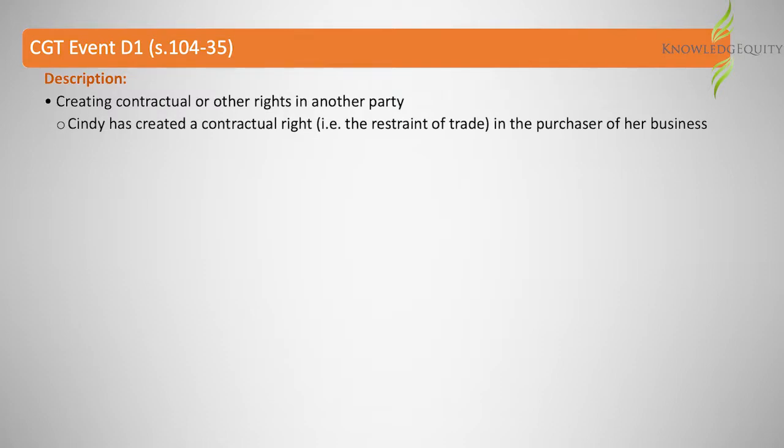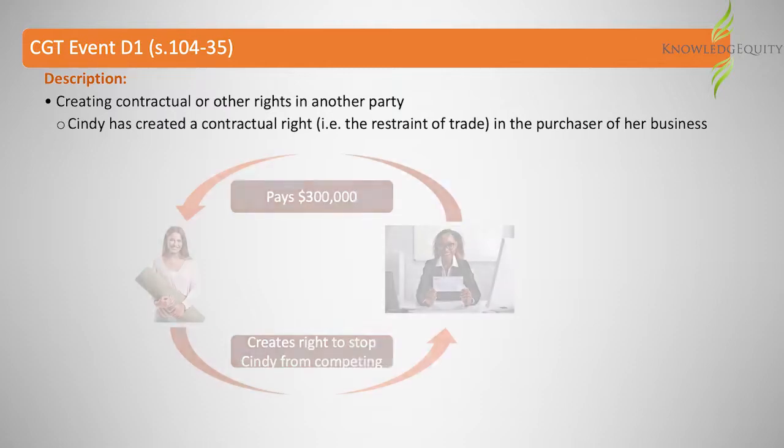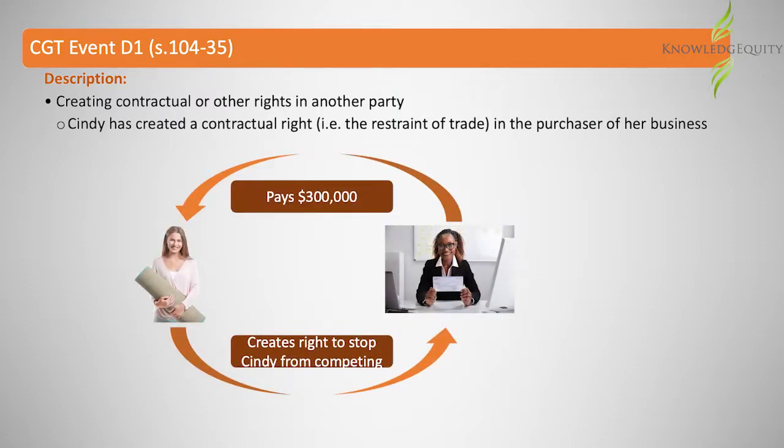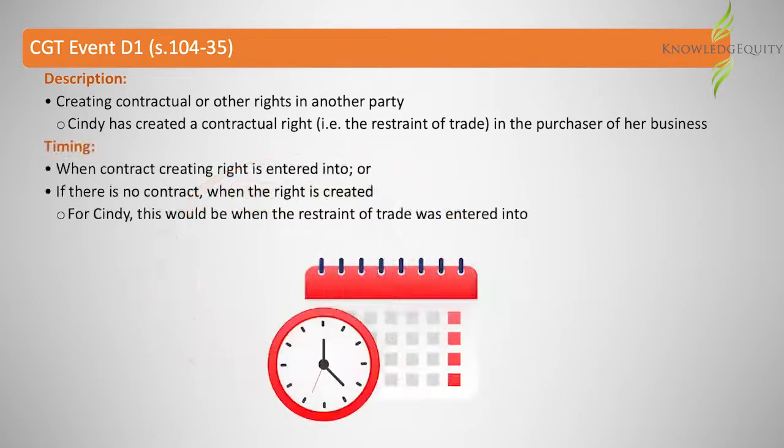Although the sale of a business would constitute CGT Event A1, the restraint of trade would constitute CGT Event D1. This is because Cindy has created a legal right in another entity. Specifically, Cindy has created a right in the hands of the purchaser of the business. The right that purchaser has is the right to stop Cindy from competing. The timing of CGT Event D1 is when the contract creating the right is entered into, or if there is no contract, when the right is created.